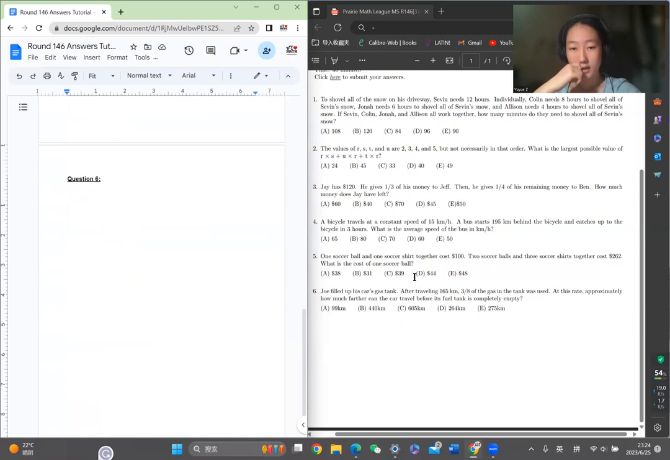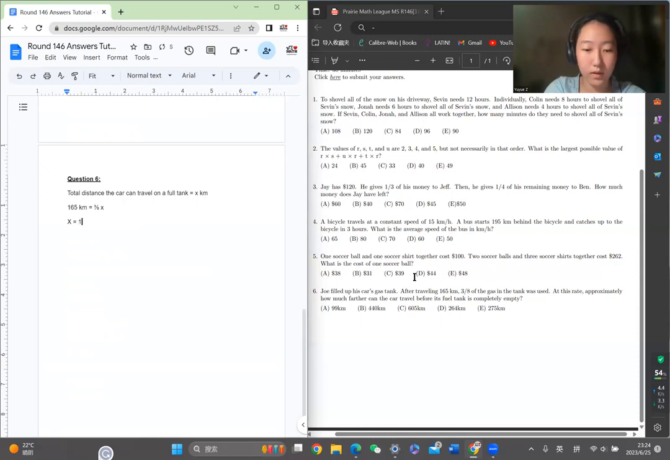Now, question number 6. Joe filled up his car's gas tank. After traveling 165 kilometers, 3/8 of the gas in the tank was used. At this rate, approximately how much further can the car travel before its fuel tank is completely empty? So let's suppose the total distance the car can travel on a full tank equals X kilometers. So 165 kilometers equals 3/8 of X.